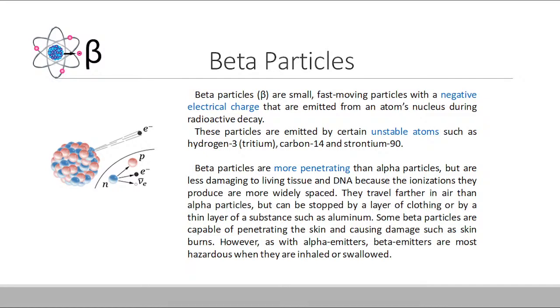They travel farther in air than alpha particles, but can be stopped by a layer of clothing or by a thin layer of a substance such as aluminium. Some beta particles are capable of penetrating the skin and causing damage such as skin burns. However, as with alpha emitters, beta emitters are most hazardous when they are inhaled or swallowed.